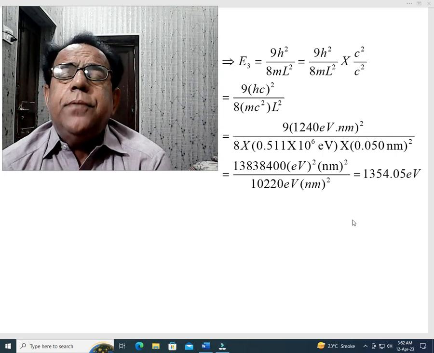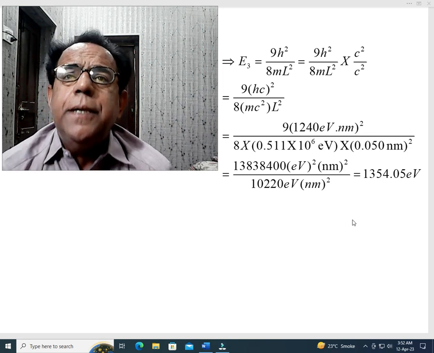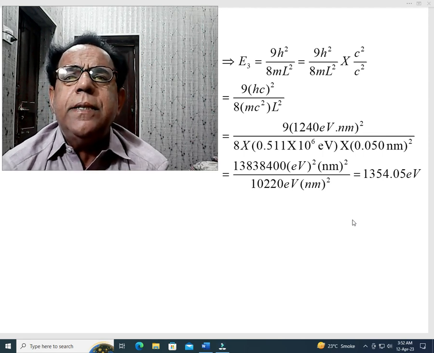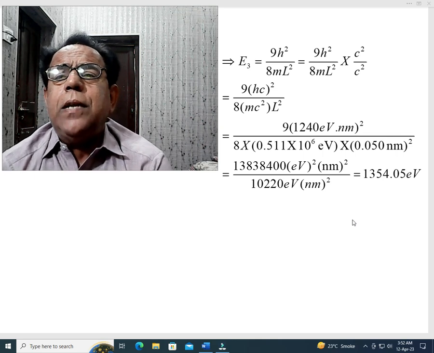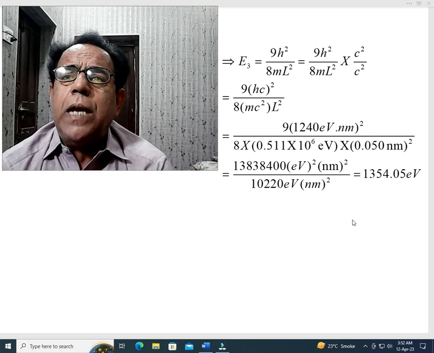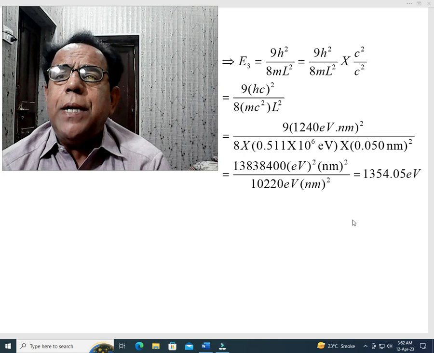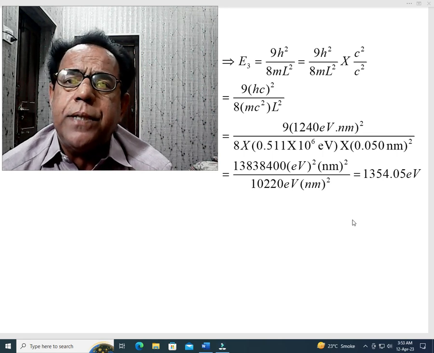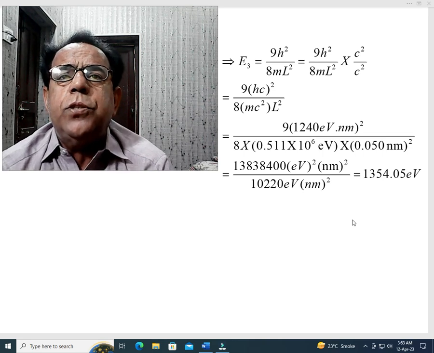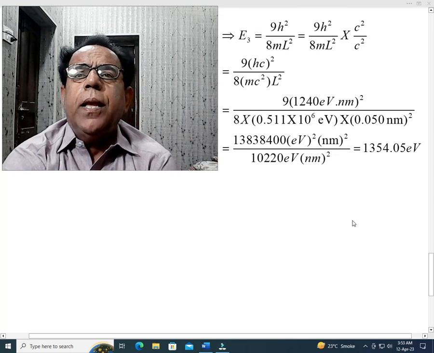Now in the numerator, when we multiply 1240 two times, and then multiply it with 9, the combined effect of these operations becomes 13838400 electron volt whole square nanometer whole square, divided by what we have done: first we multiplied 0.050 with itself, then multiplied it with 511000, then with 8, and the combined effect of all these operations has become equivalent to 10,220 electron volt nanometer square.